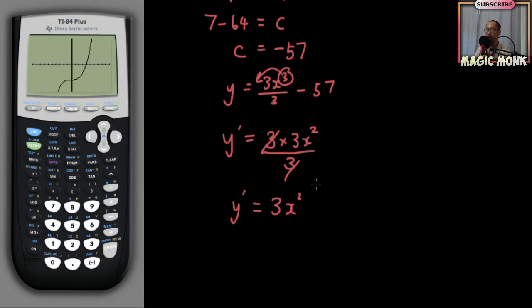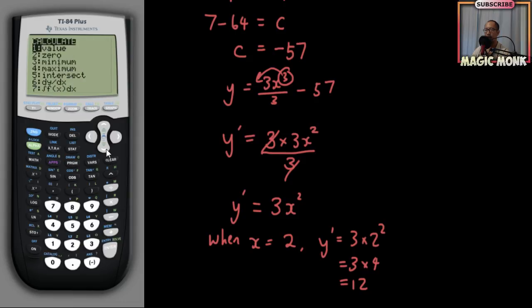Okay, so now let's find out the derivative at a specific point. When x is 2, y dash equals 3 times 2 squared, which is 3 times 4, which is 12. Let's verify that with our calculator. Second calc, find the derivative. When x is equal to 2, what is the gradient? The gradient is 12. So yep, we have verified the derivative, and this equation looks like it's good.